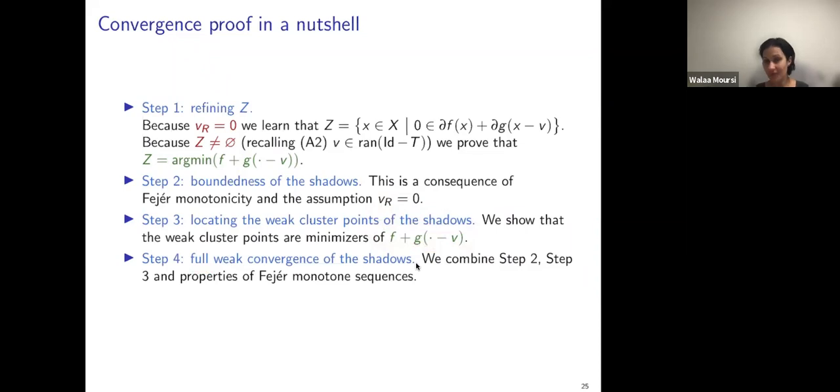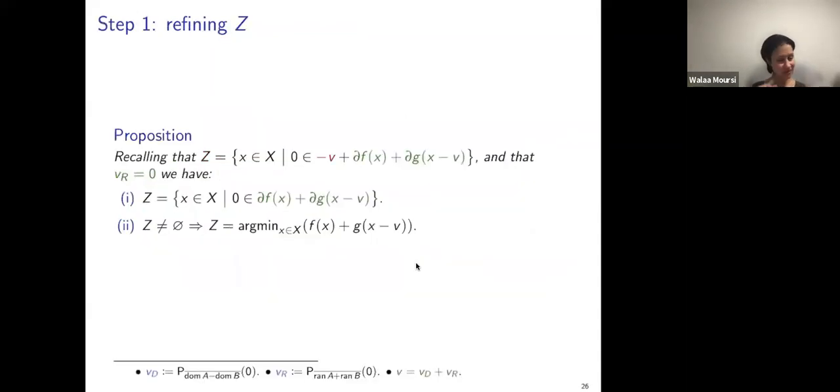And now we located it to be the minimizer. So we are in the right set. Finally, we want to prove the full convergence. What happens is we combine the boundedness result along with where the cluster points are, and we use the fact that we have Fejér monotonicity with respect to a certain set, along with some Fejér monotonicity classical results, and we were able to obtain the convergence. And I will go through some proofs at a high level.